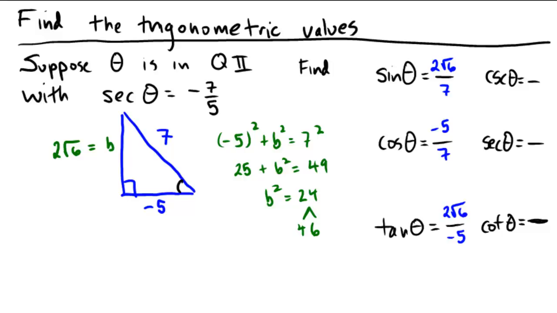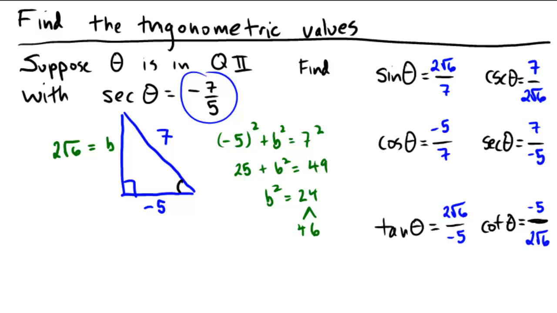For the reciprocal functions, we reciprocate. 7 over 2 rad 6. Next one is 7 over -5, consistent with the information over here. And the cotangent is -5 over 2 rad 6. So that completes that triangle, that situation.